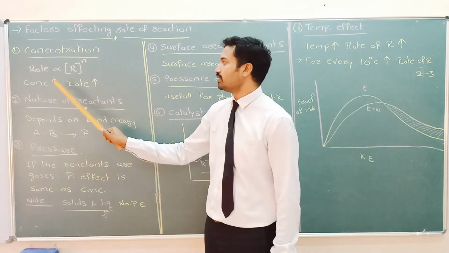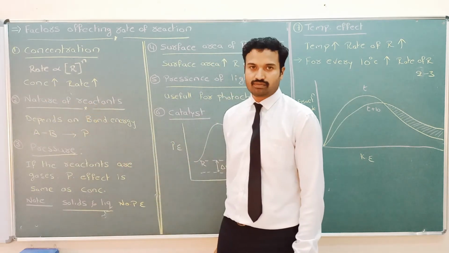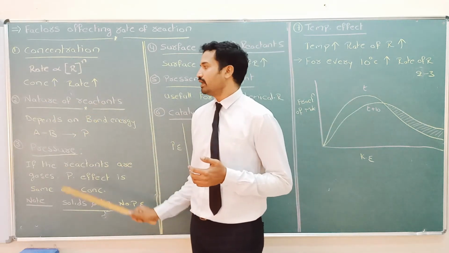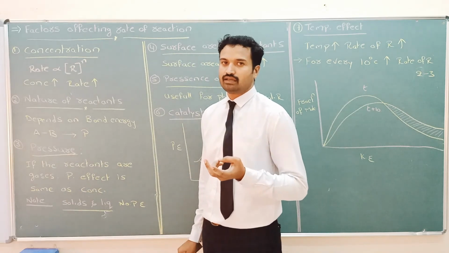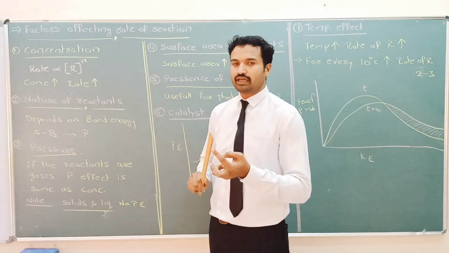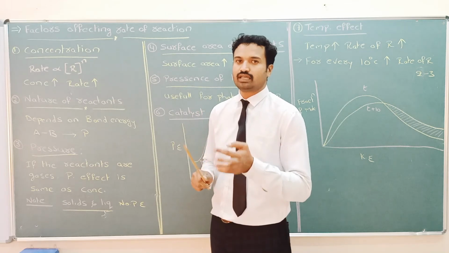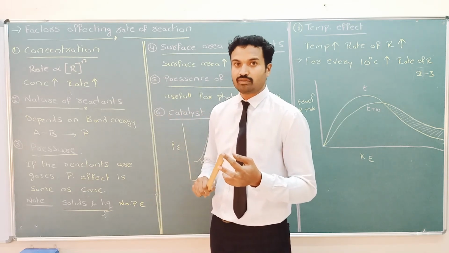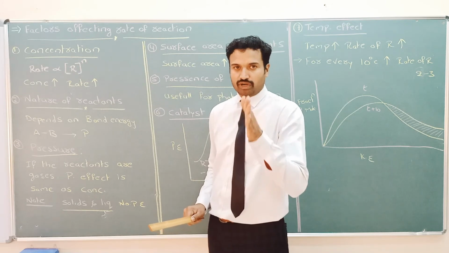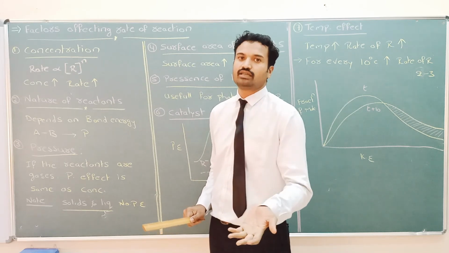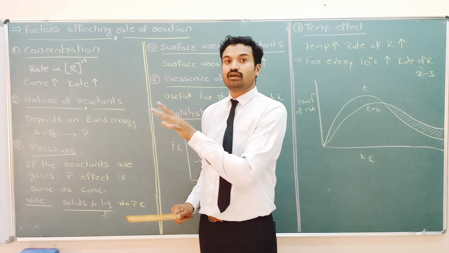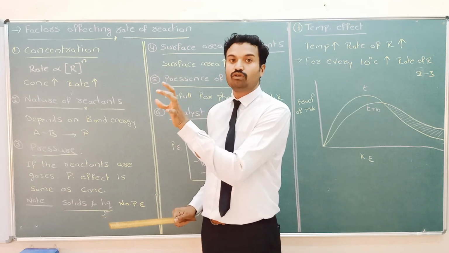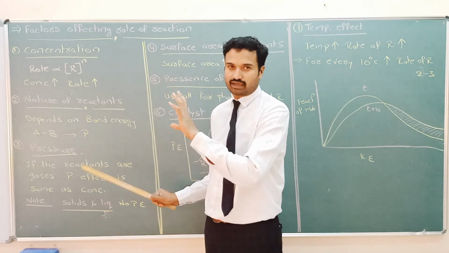Next, nature of reactants. Here, nature of reactant means ionic reactant, covalent reactant. Ionic reactions are very fast. Why? Because there is no breakage of bond, there is no making of new bond. Covalent reaction means reactant bonds we need to break, some amount of energy is required, and in the product you should make a new bond between the new molecules.